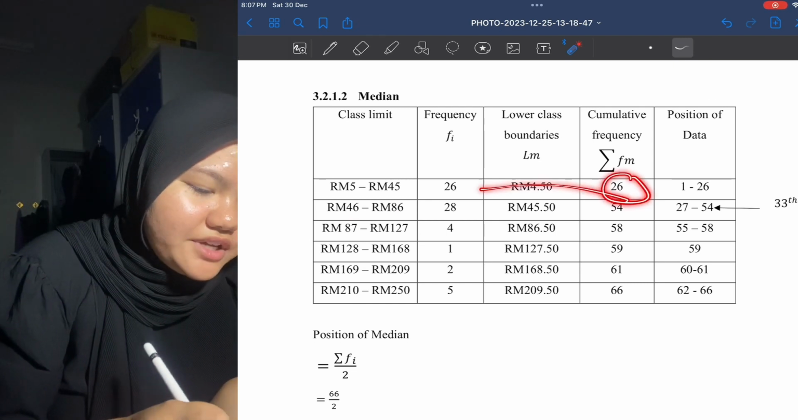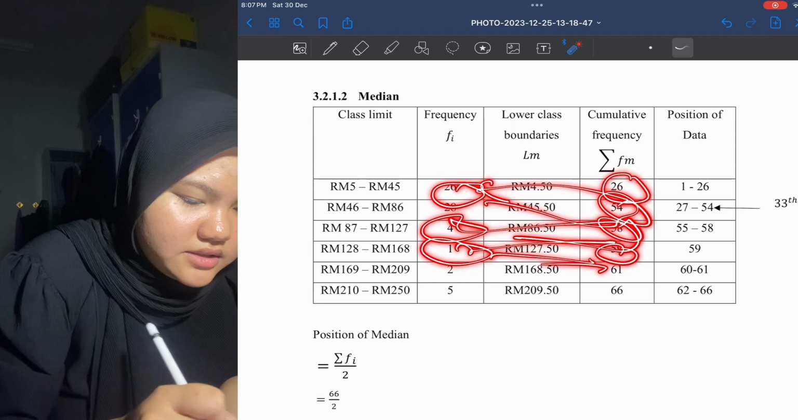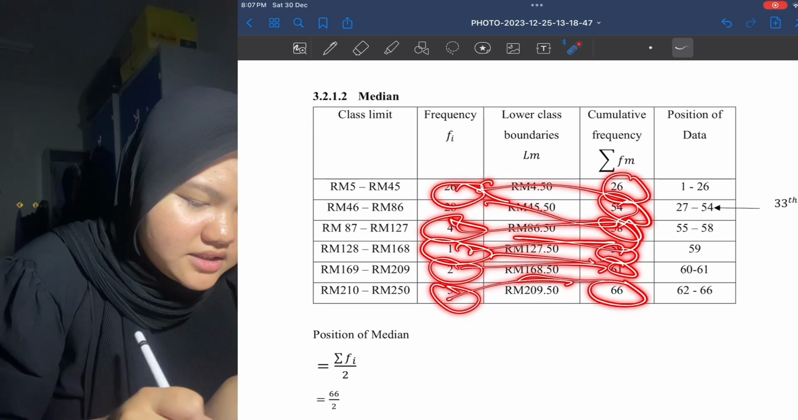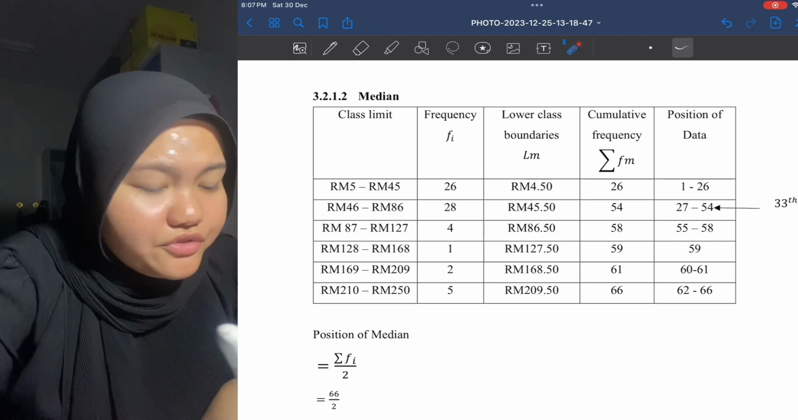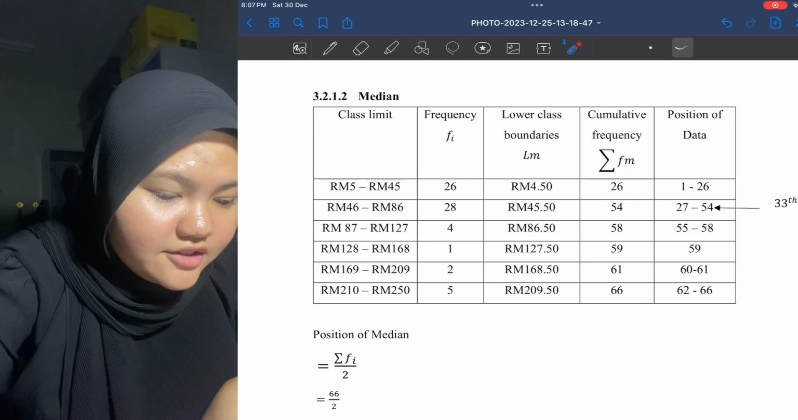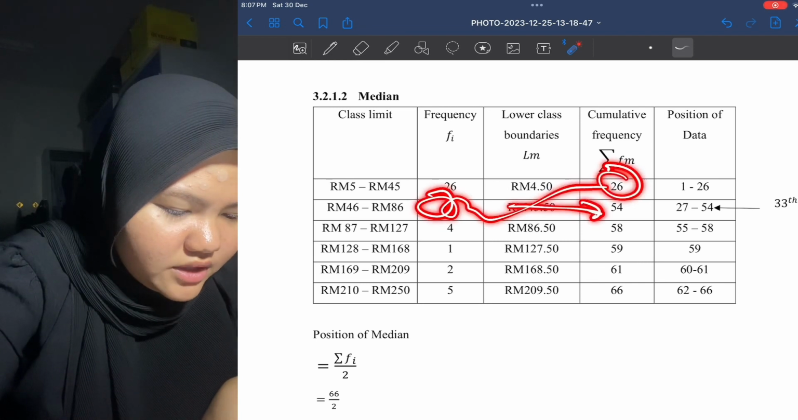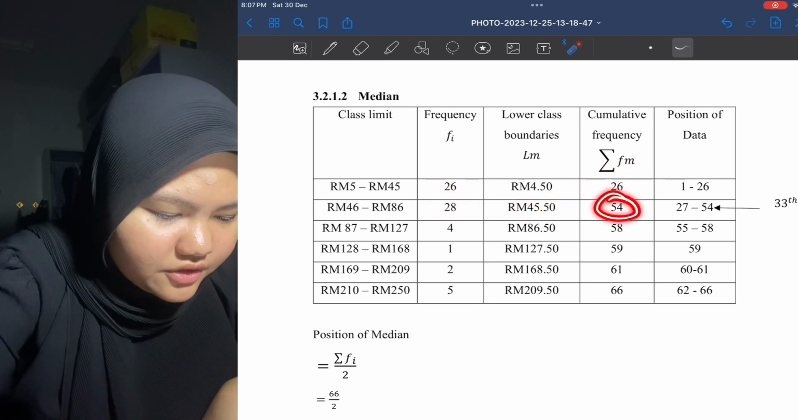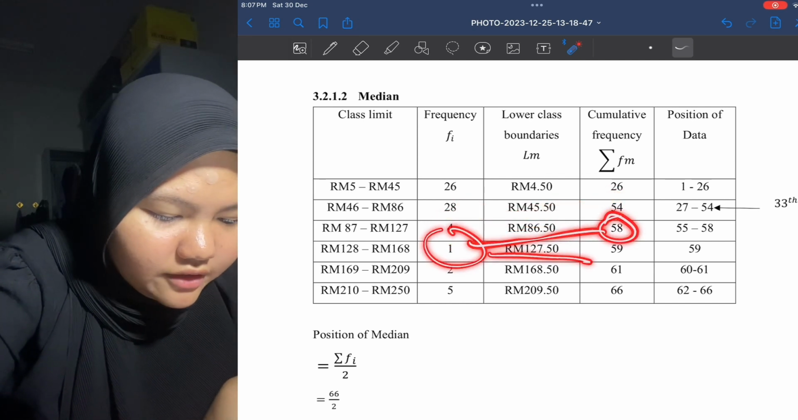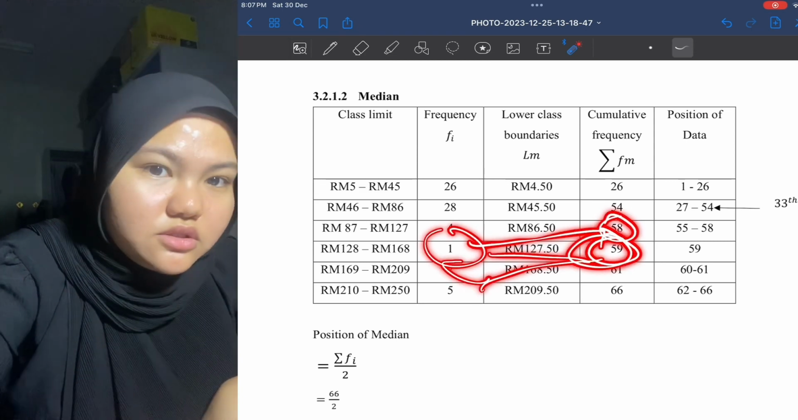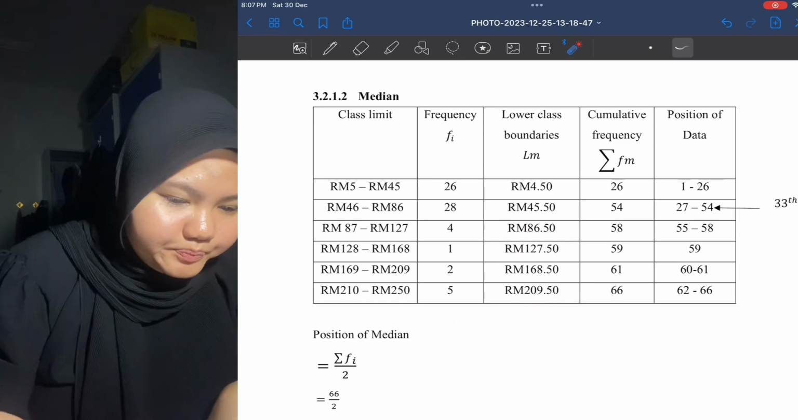For cumulative frequency, you have to add the values of frequency from the classes, until you reach the total sample, which is 66. Let me show you the example. For the first class, you just write the same value, 26. Then 26 plus 28, you will get 54. 54 plus 4, you will get 58. 58 plus 1, you will get 59. 59 plus 2, you will get 61. And continue for the other classes.